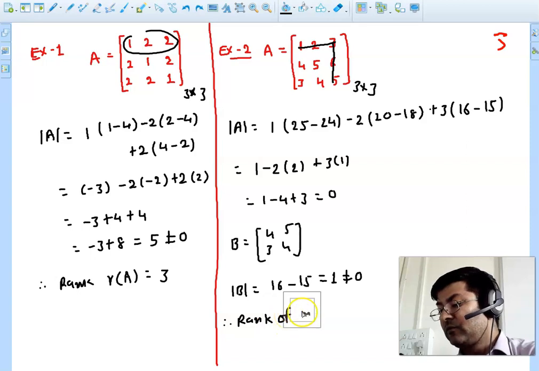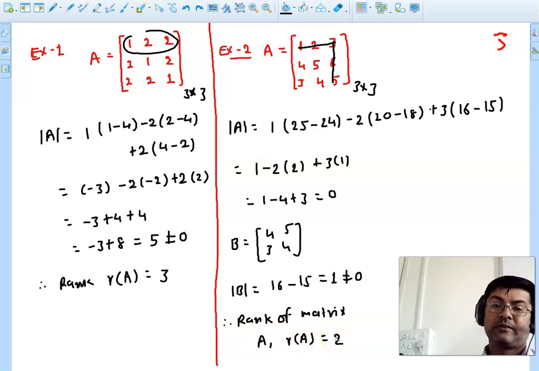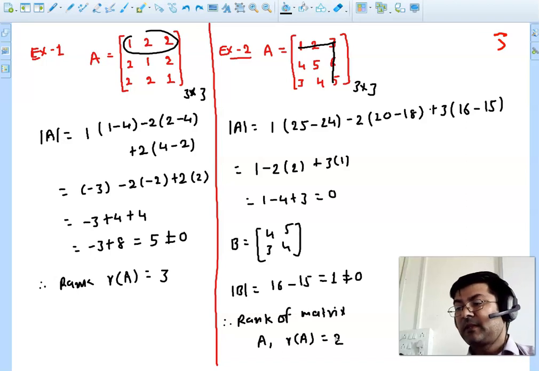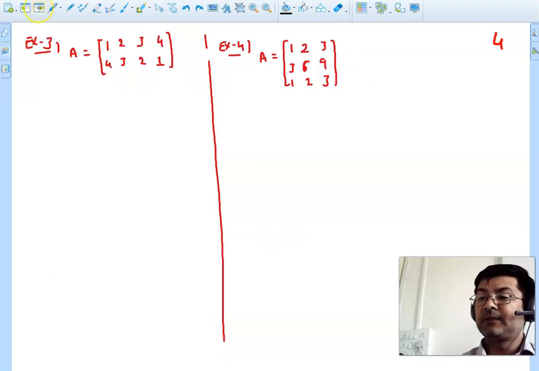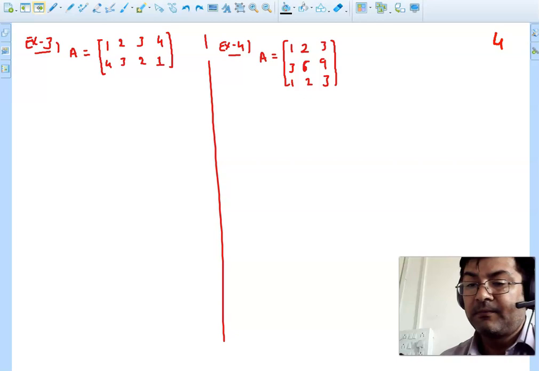Okay, now since matrix B is non-singular, we will say that the rank of matrix A, denoted by R of A, is 2. Clear? Okay, now let us study further examples. Look at example number 3.